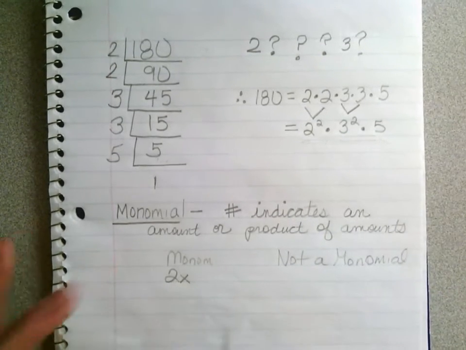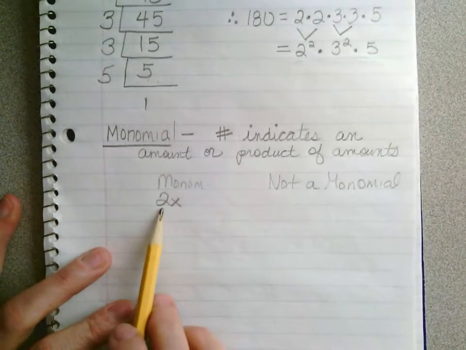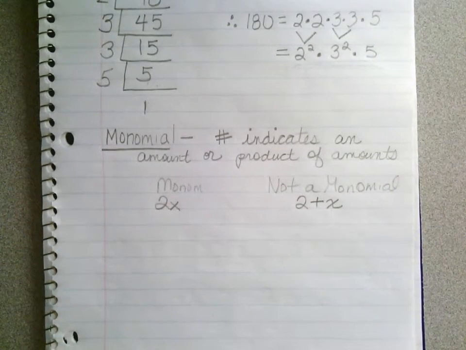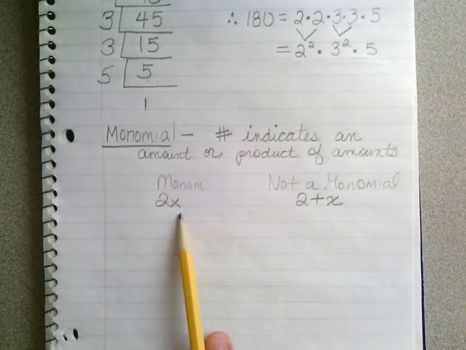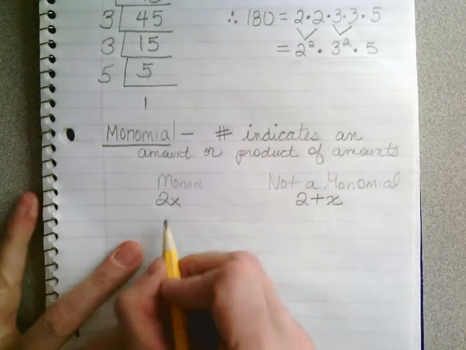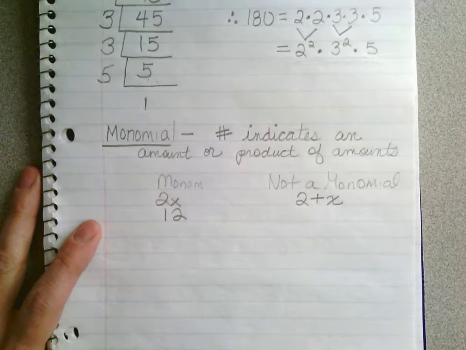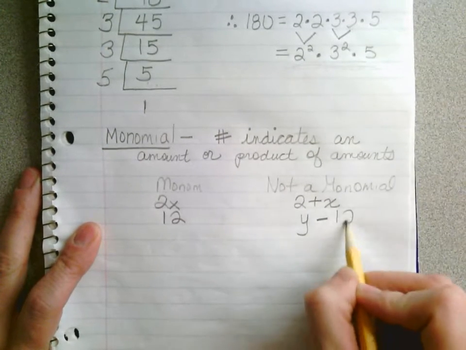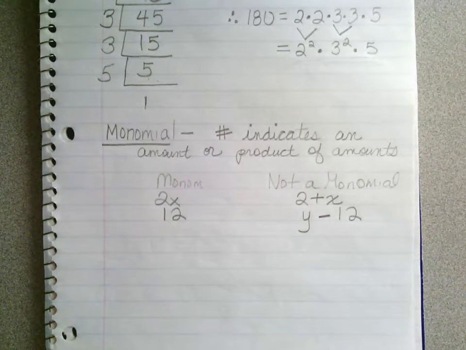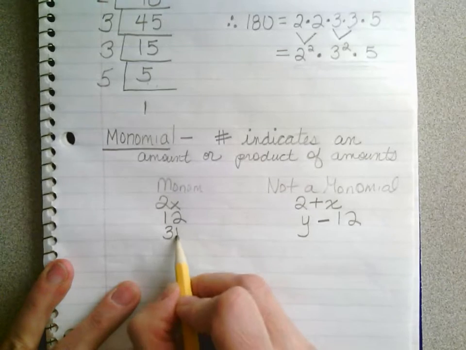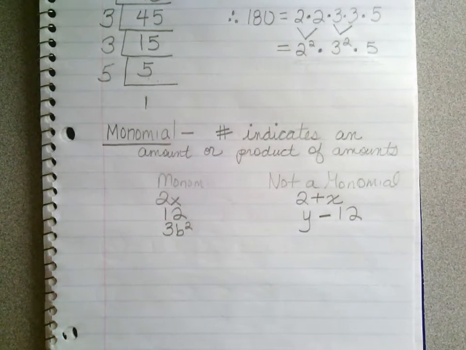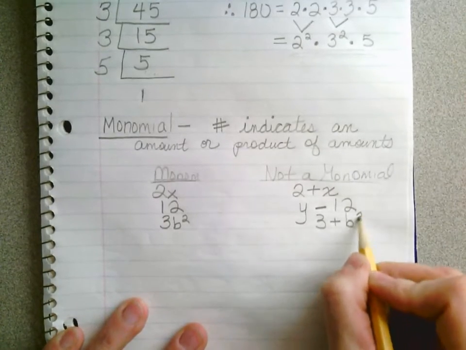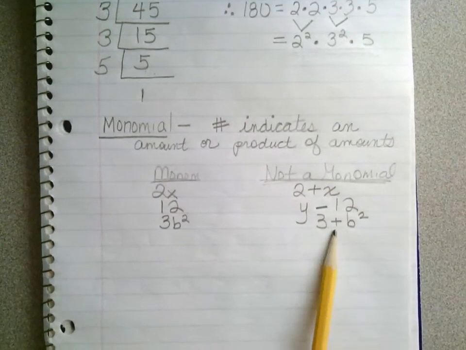2x, oh boy, there she goes throwing letters in, is a monomial because literally this means 2 times x. 2 plus x is not. Okay, because this is the sum of 2 numbers. Product, yes. Sum, no. 12 is a monomial. It is a singular numeric unit. Not a monomial. 3b squared. What do you mean? You can square variables? Yep. This is a monomial. 3 plus b squared is not. That is the sum. Happens to be the sum of 2 monomials, by the way.